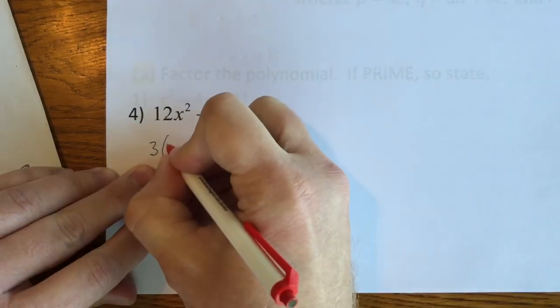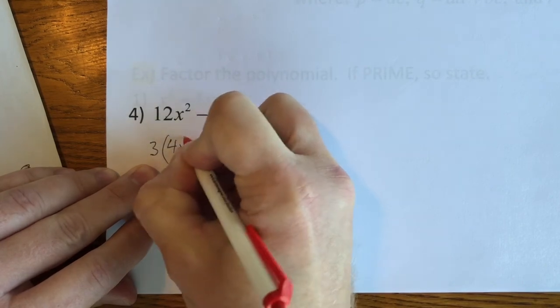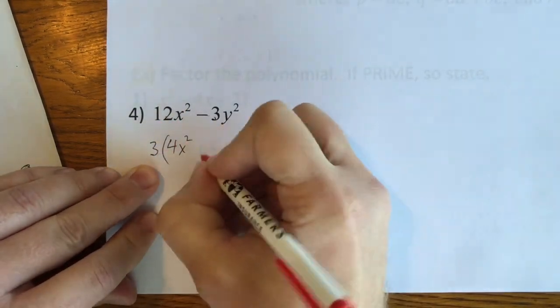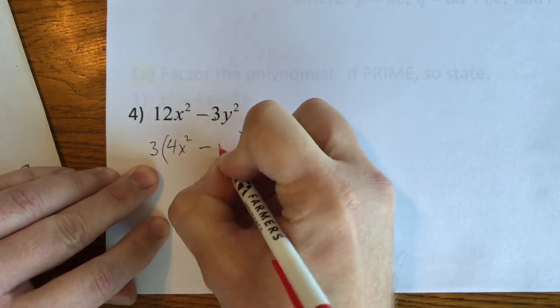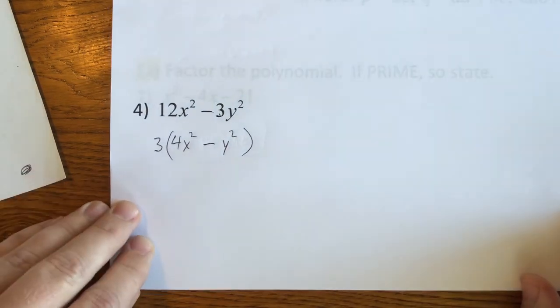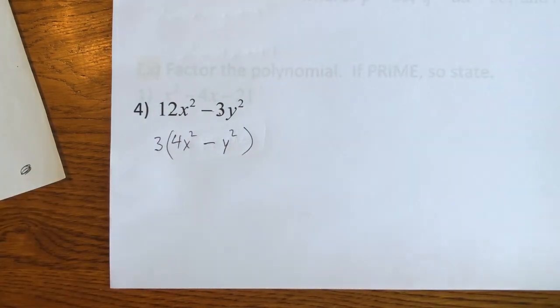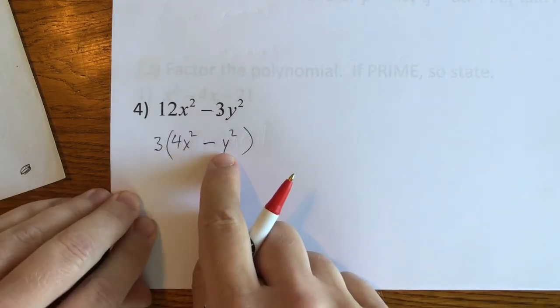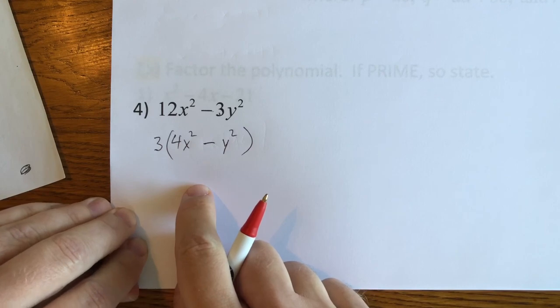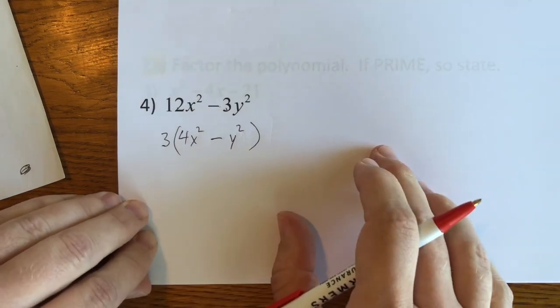All right, so 3 times what? 3 times 4x squared will give you back to where you started. And then 3 times what? -y squared will get you back to where you started here. Okay? Are we finished yet? No. This is, as some of you may know it, a difference of 2 squares. Difference of 2 squares. And there is a special formula for that.